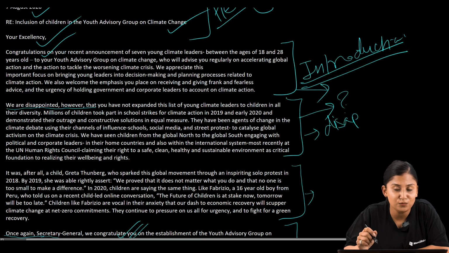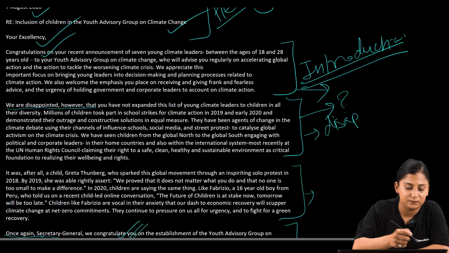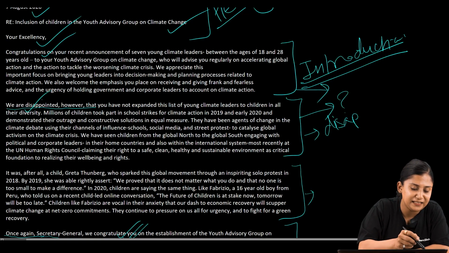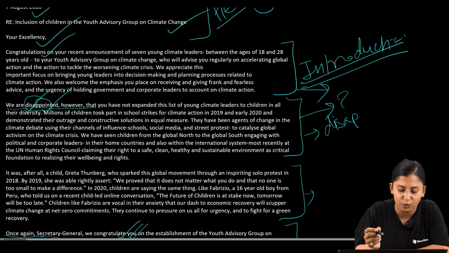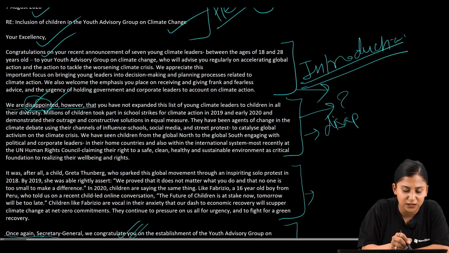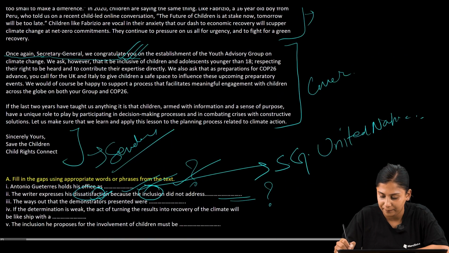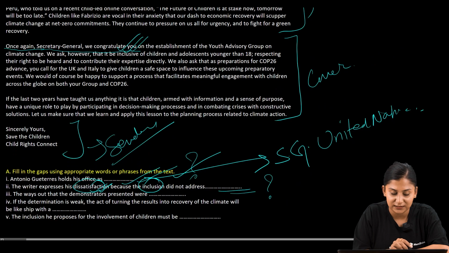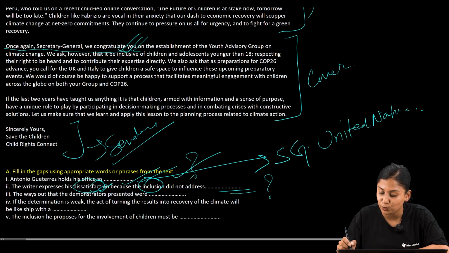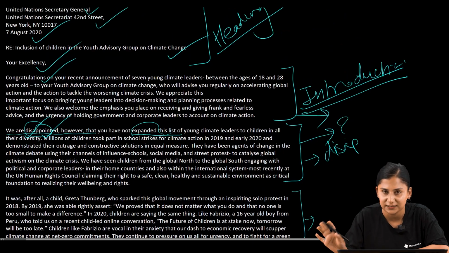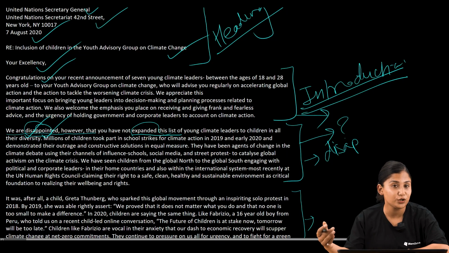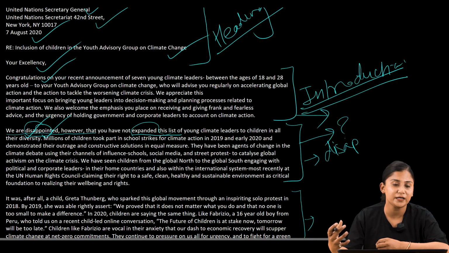Did you find the word dissatisfaction itself or vocabulary related to dissatisfaction, and also vocabulary related to the inclusion over here? I found it in the very first line. I found the word disappointed over here, and I also found something related to inclusion, like the word expanded. Now let us read the question again. The writer expresses his dissatisfaction because the inclusion did not address. So inclusion is not addressing something. So what is the inclusion not addressing, or who are excluded?